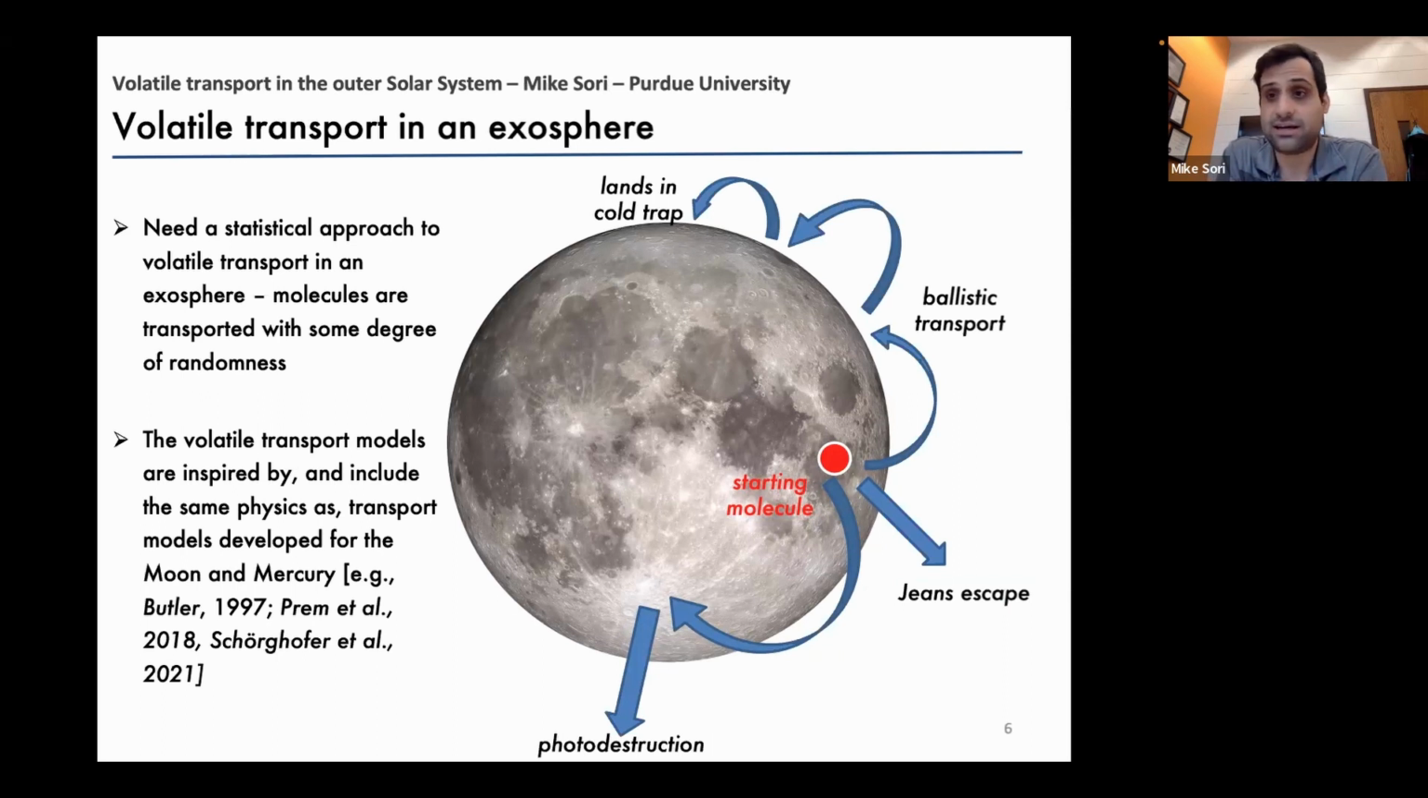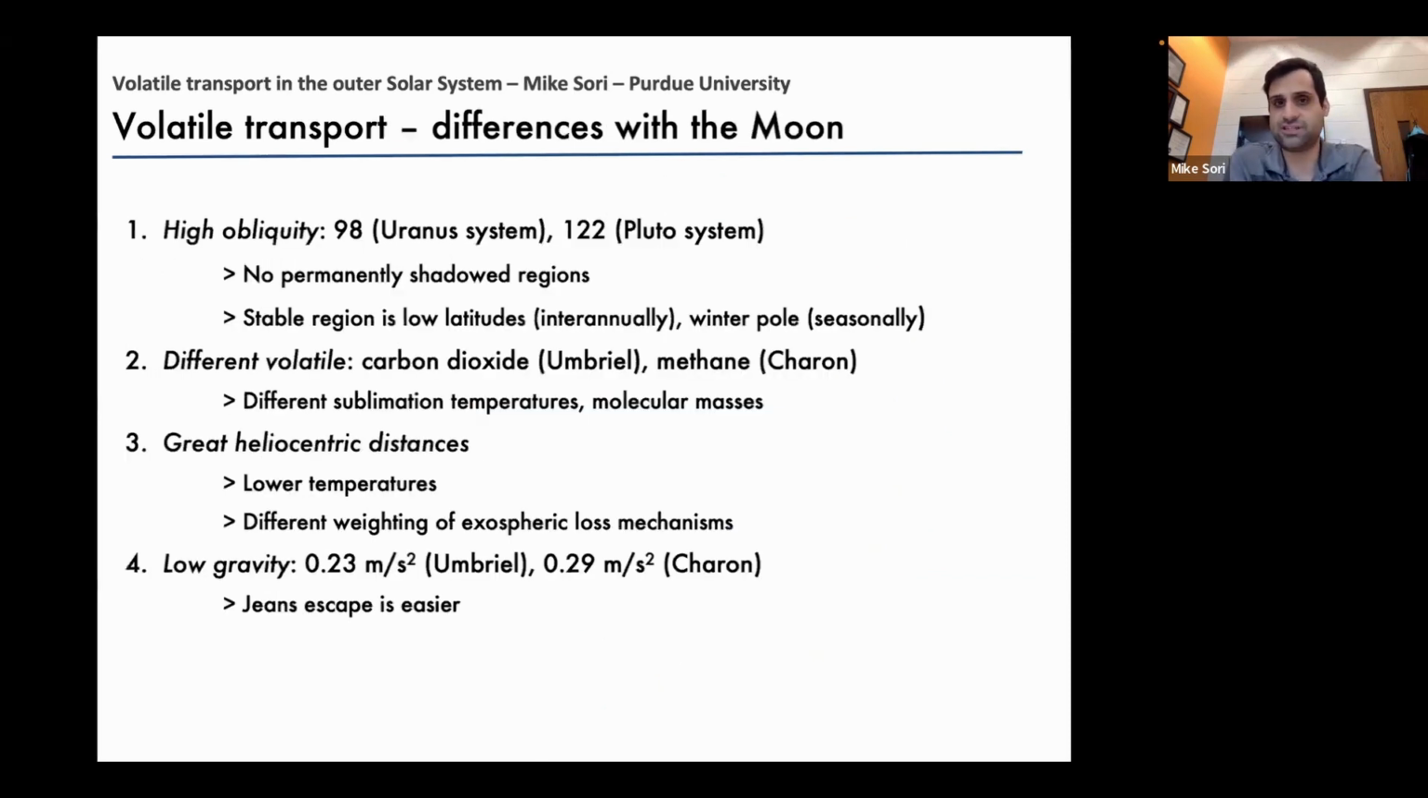Even though the physics is fundamentally the same as a lot of the lunar models, there are a lot of important differences. I have 4 of them listed in subjectively decreasing order of how important I think they are. Obliquity is, I think, the most important or most interesting one to think about. The obliquities of these systems are very high, so their poles get pointed almost directly towards the sun during summer solstice and almost directly away from the sun during winters. So this has fundamental changes.